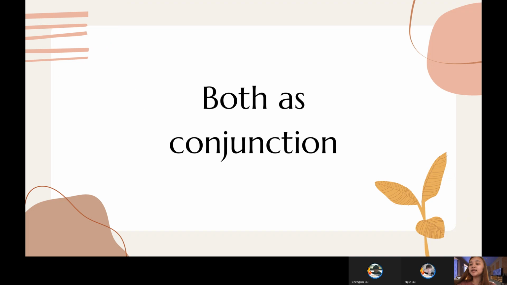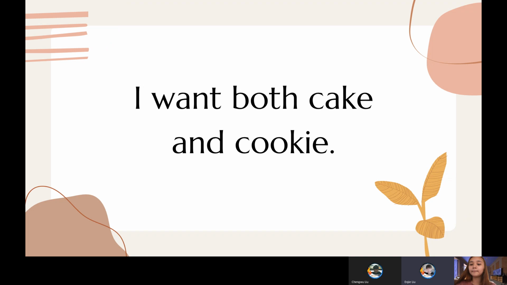Can you please read the sentence, Mr. Ng? I want both cake and cookie. Okay, so you can notice that the word both is followed by cake and cookie. You may notice that they are being connected with and, because if we are going to use both as a conjunction, it is being paired with and to connect the words. If we are going to use both in a sentence, that simply means that we are having the two options that are being mentioned in the statement, okay?